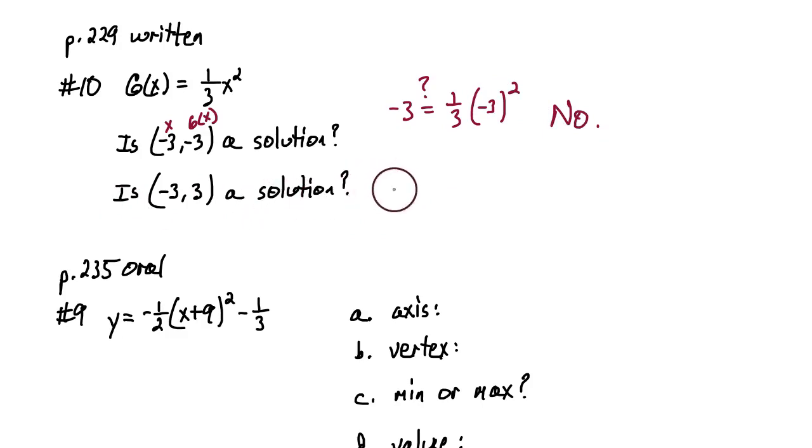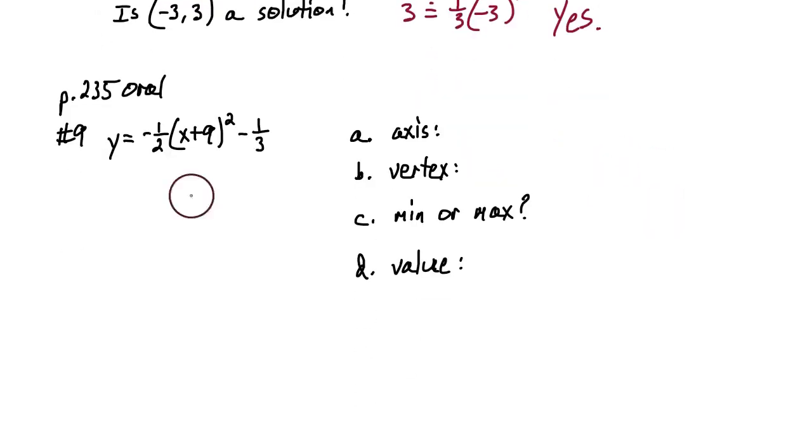Let's try this next one. For g of x, fill in 3. When you fill in -3 for x, -3 squared is +9, and 1/3 times 9 is 3. So this answer is yes.